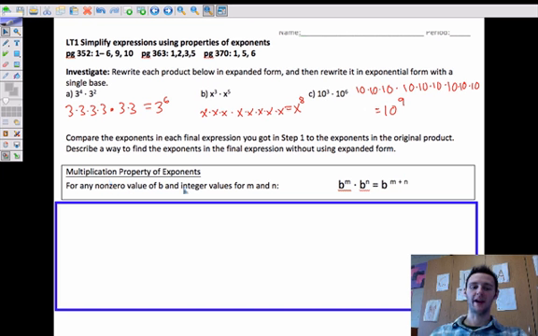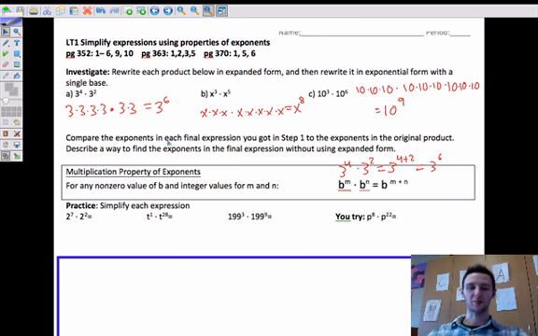Okay, so for any two numbers, b to the m times b to the n equals b to the m plus n. So in this case it was 3 to the 4th times 3 squared. If I write this in-between step, this would be 3 to the 4th times 3 squared equals 3 to the 4 plus 2, which is 3 to the 6th. Okay.